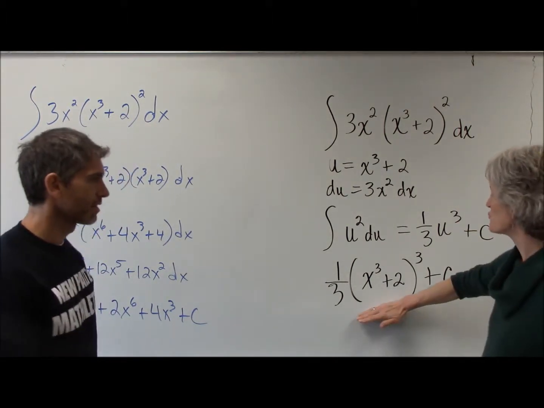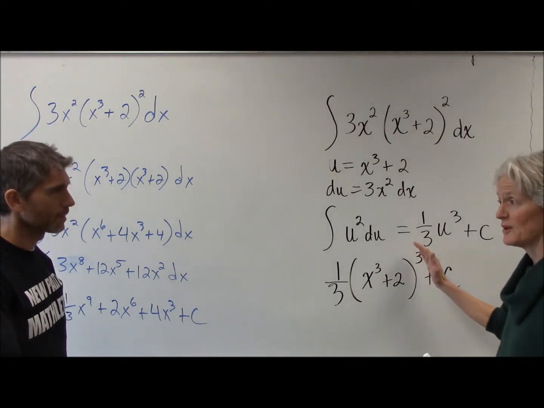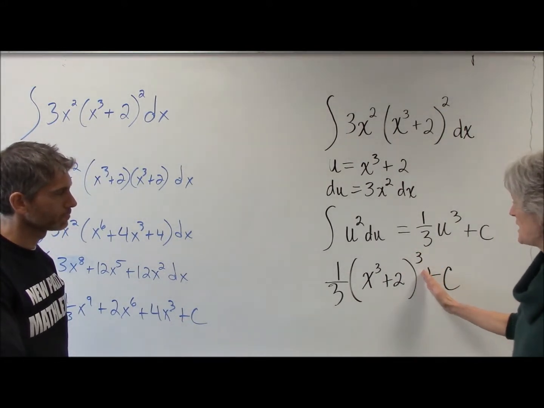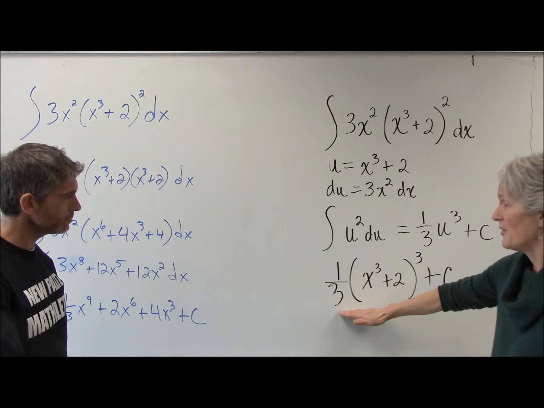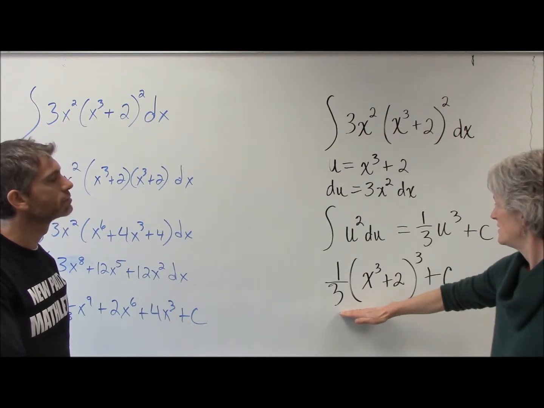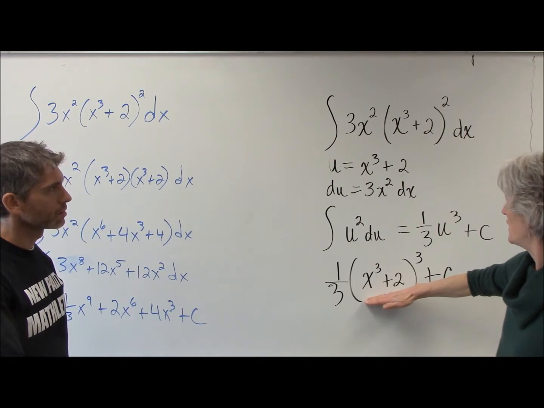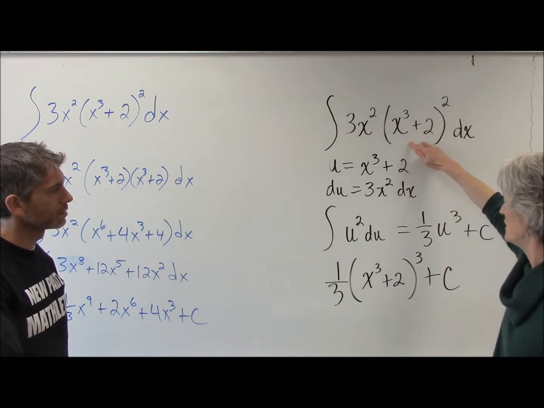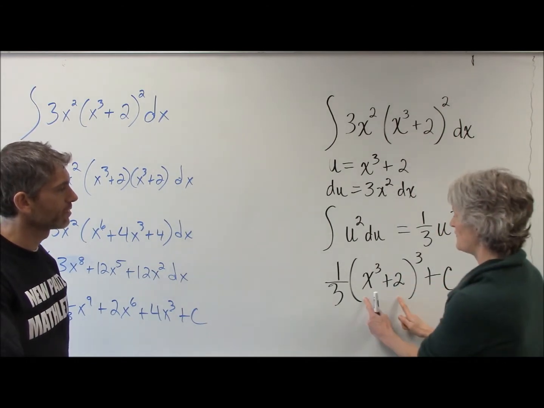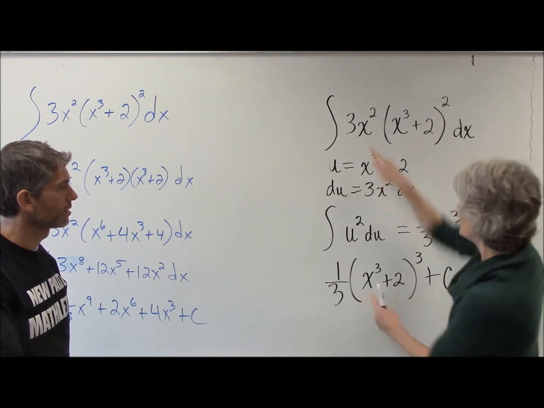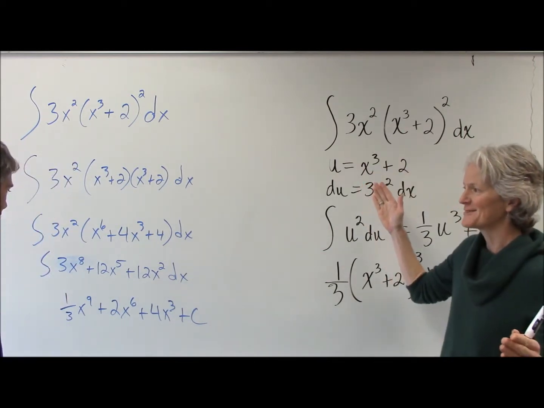If I'm taking the derivative of this, we've got the little chain rule action, right? So it's going to be 3 times 1/3, which is 1, times (x cubed plus 2) squared, times the derivative of the inside, which is 3x squared. I rest my case. How about yours?